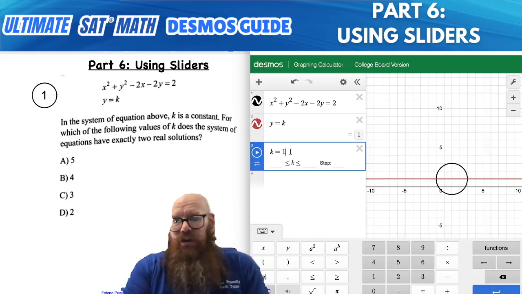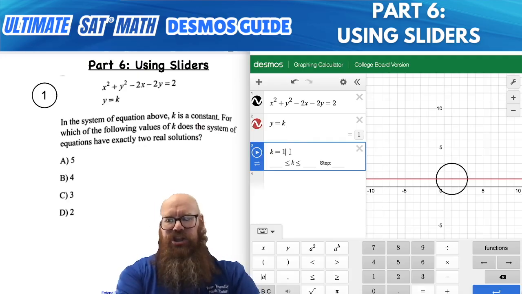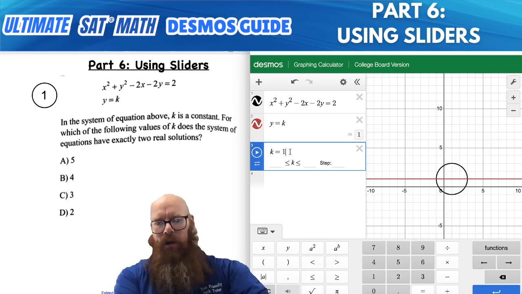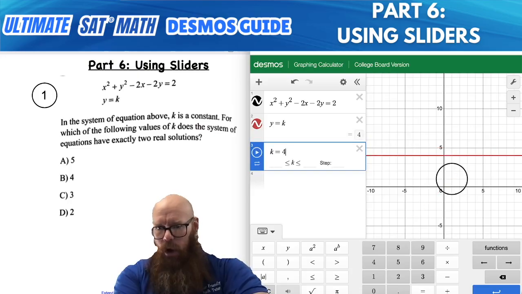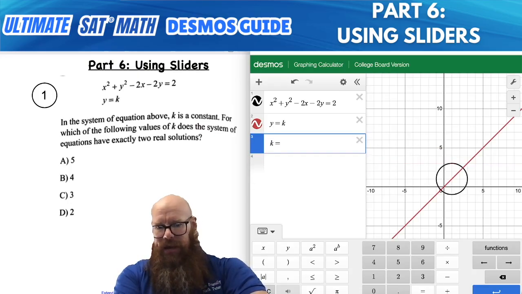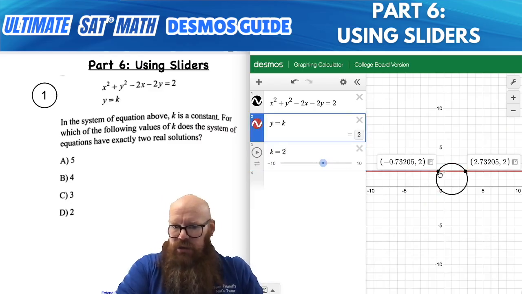All right. So now I'm just going to change, and I could have just changed this, but I just want you to see how a slider works. Now I just change it to all my answers. It says exactly two real solutions. Well, one's not one of the answers. So if I go with 5, that's no solutions because the line doesn't intersect the circle. Then 4, still no solutions. 3, 1 solution. And then 2, it actually intersects the circle twice. So when k is 2, we get 2 solutions.